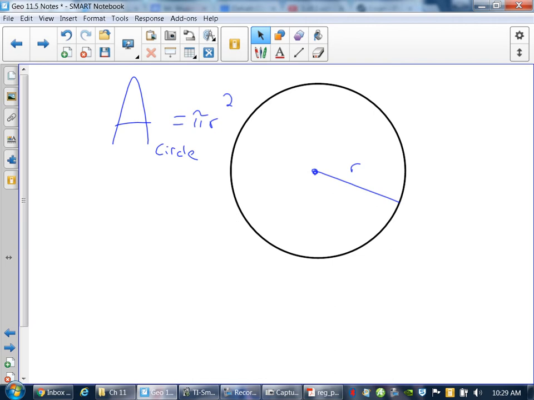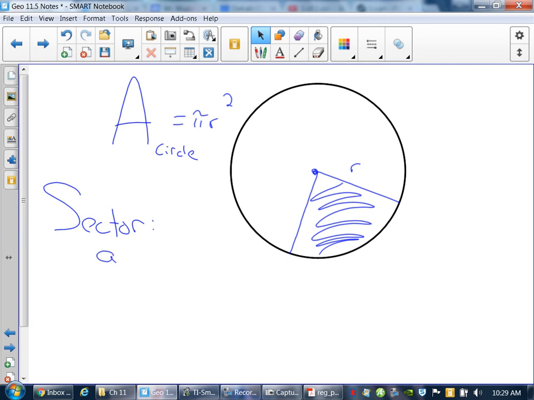You think a sector is like a section. Yep, that's exactly what it is. The sector is the wedge of a circle. It's part of the circle. So if you have a sector, it would be this. So the sector in a circle is a portion of the circle.